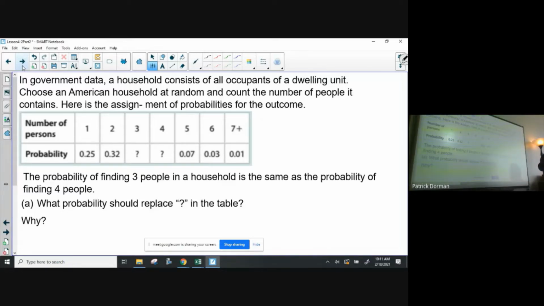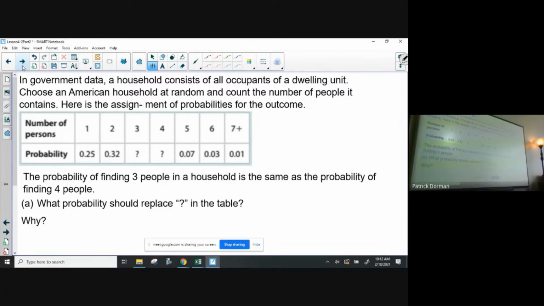Well, so in government data, a household consists of all occupants of a dwelling unit. We're going to choose an American household at random and count the number of people it contains. Here is the assignment of probabilities for the outcome. So the way we read this is, there is a 0.25 chance or probability that there is 1 person in a household, right?